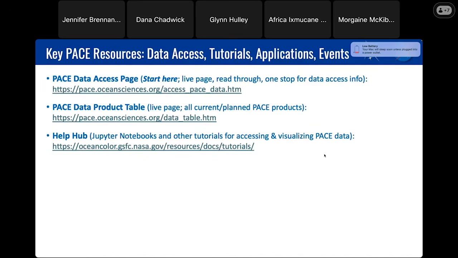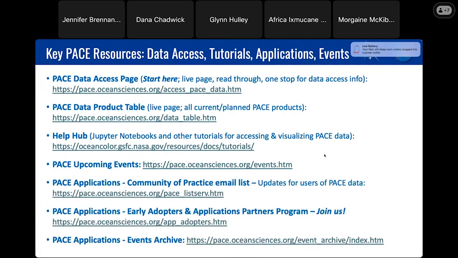We have a help hub. This is where our DAC is compiling lots of different kinds of information on PACE and tutorials for PACE as well as other missions. There's Jupyter notebooks, there's access to training tutorials and all sorts of information there to help you get started. We have events listed on our events page. These are events that we hold, most of them virtual events in support of our community of practice and other communities in order to help folks work with and apply data and share findings of what's happening with PACE data.